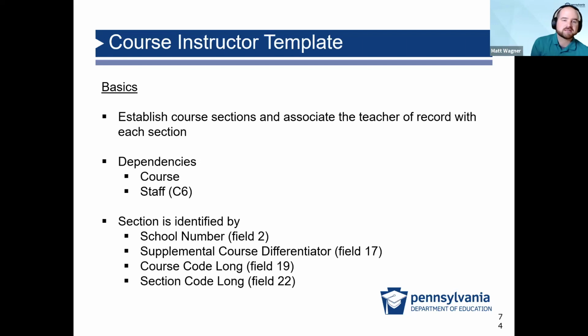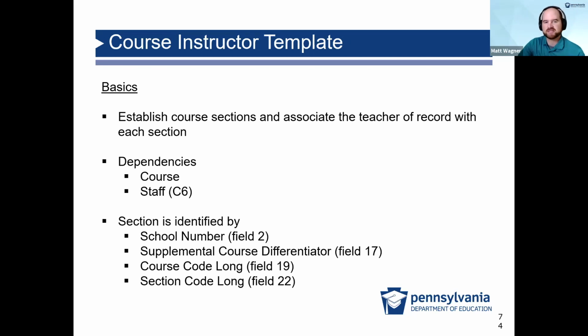For course instructor, this is where we establish which sections are being taught for each course and the teacher of record associated with each section. This is where the second half of the ACS comes in now too. You have course and staff dependencies. So if you don't have a staff person in your staff template, either in C1 or C6, and you try to upload them as the teacher of record, you're going to get errors because you need to have that person in your staff templates to be able to put them in the course.